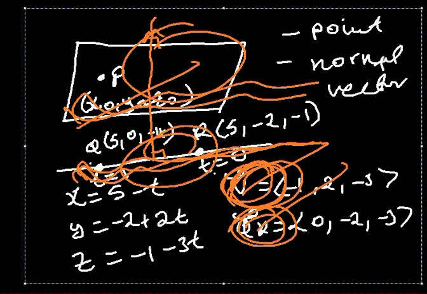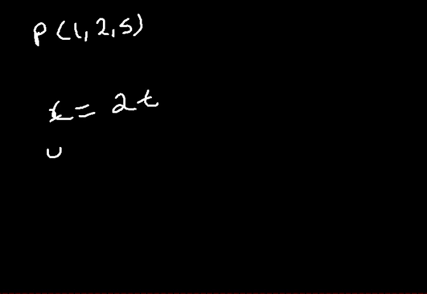So lastly, you should try this in your own time. Let's say we have a plane passing through the point (1, 2, 5), and it is parallel to the line with parametric equations given as x = 2t, y = -5t, and z = 1 - 6t.